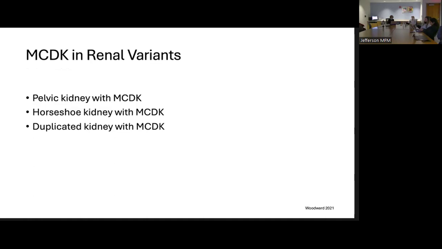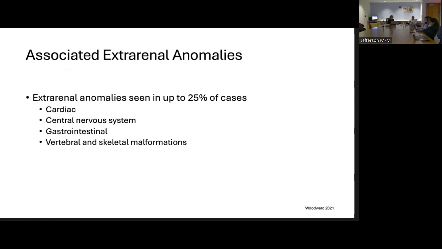Also important to note that you can see MCDK with different renal variants. And so pelvic kidney, which we saw in a prior image when we talked about the lying down adrenal, horseshoe kidney, duplicated kidney. And there are also associated extrarenal anomalies, seen in up to 25% of cases. Some studies quoted up to 35%, but most commonly cardiac, central nervous system, GI, and vertebral and skeletal malformations.